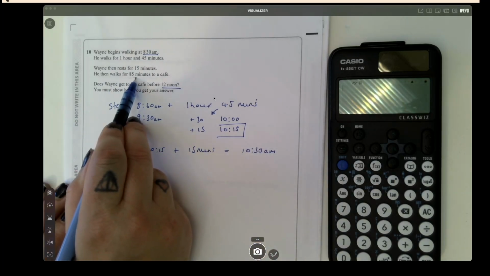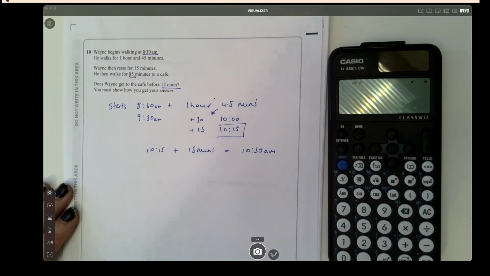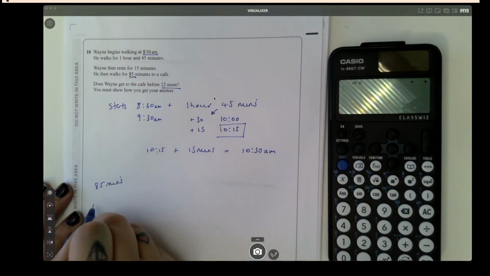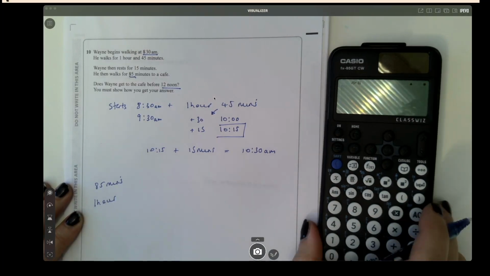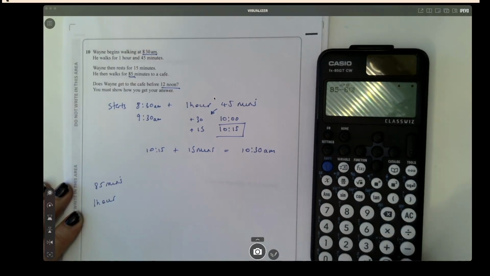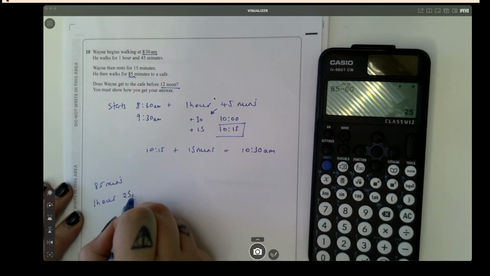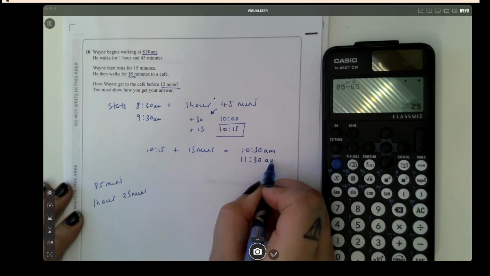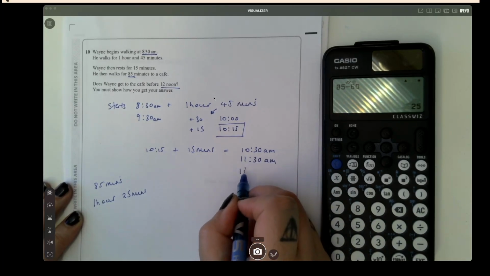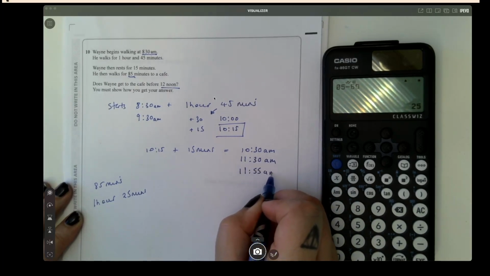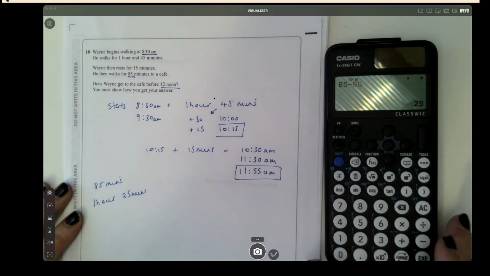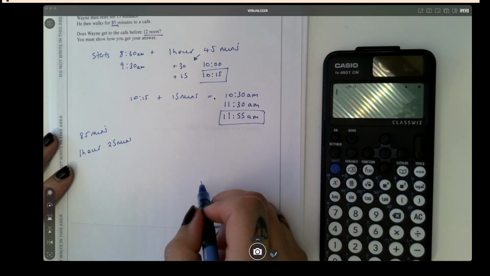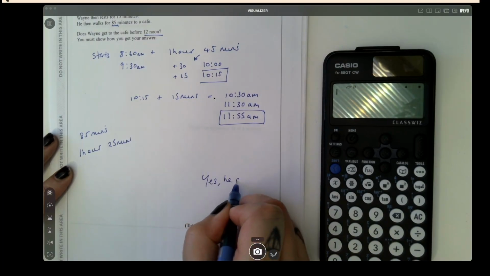Then he walks for 85 minutes to a cafe. Remember, there's 60 minutes in an hour. So 85 minutes is 1 hour, and then if we do 85 take away 60, it's 1 hour, 25 minutes. So we're going to add an hour on. And then 25 minutes. So this is what time he gets to the cafe. It's before 12 noon. So yes, he does.